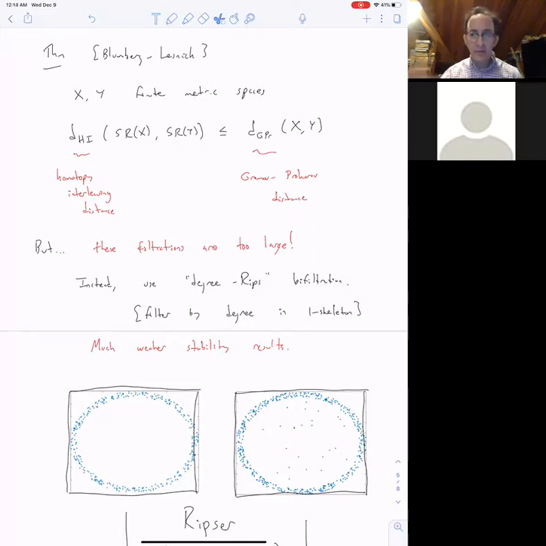The subdivision Rips and the measure filtration bifiltrations are too big. You can't use them. So in practice, people instead use what's called the degree Rips bifiltration, where the idea is you filter Rips complexes by the degree of the vertices in the one-skeleton. And for this, we also can prove stability results, but they're much weaker. And let me give you an example of what I mean by that.